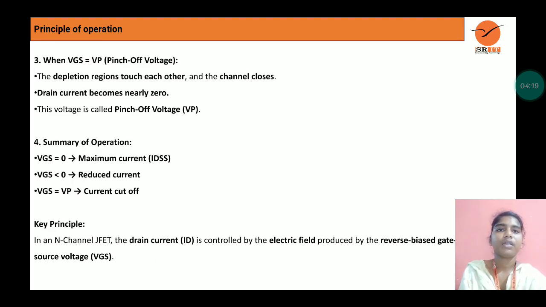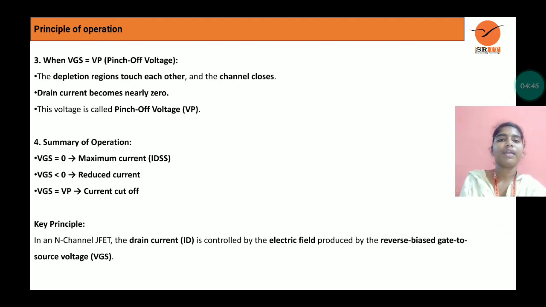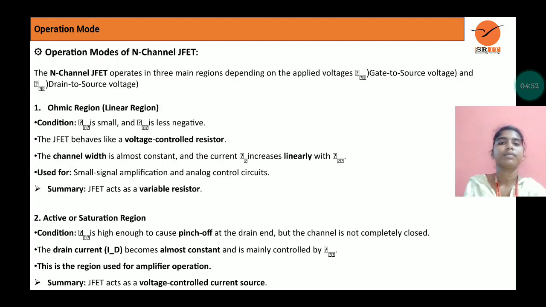Third, when VGS equals VP, the pinch-off voltage, the depletion regions touch each other and the channel closes. Drain current becomes nearly 0. Summary of operations: VGS equals 0, maximum current. VGS less than 0, reduced current. VGS equals VP, current cutoff. Key principle: in an N-channel JFET, the drain current ID is controlled by the electric field produced by the reverse biased gate-to-source voltage.